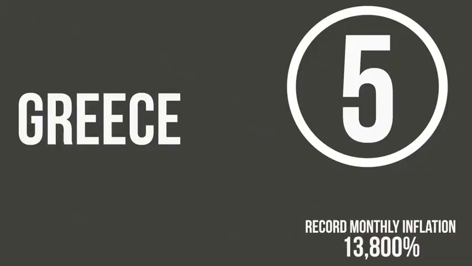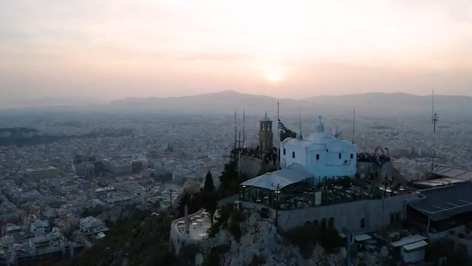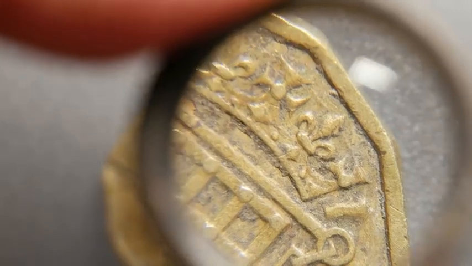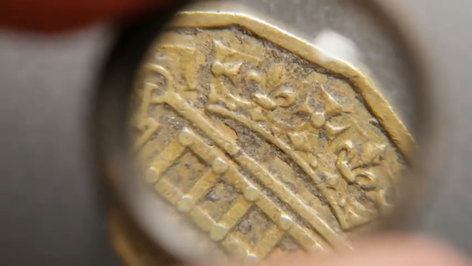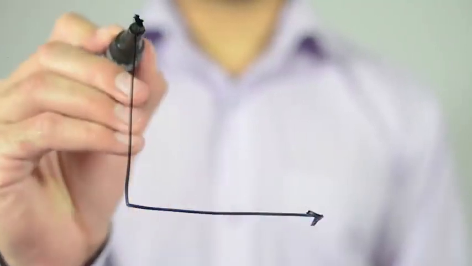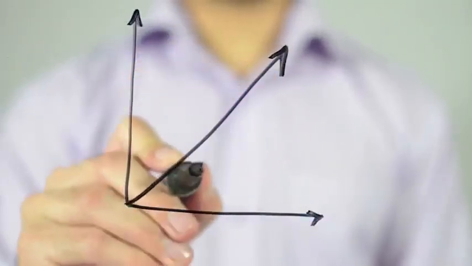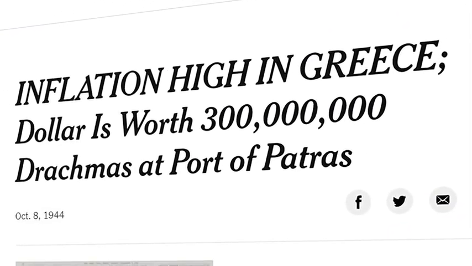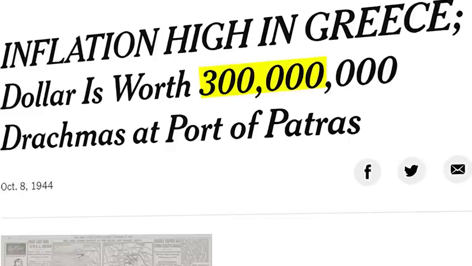Number 5. Greece. This is Greece, the country that gave us democracy, philosophers, and probably the world's earliest currency unit, the drachma. It is also the country that experienced the 5th worst case of hyperinflation in history. The worst month was October 1944, when the inflation rate was 13,800%. The New York Times reported that month that $1 was worth 300 million drachmas in the port of Patras.